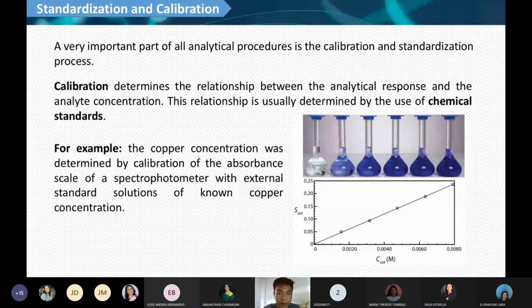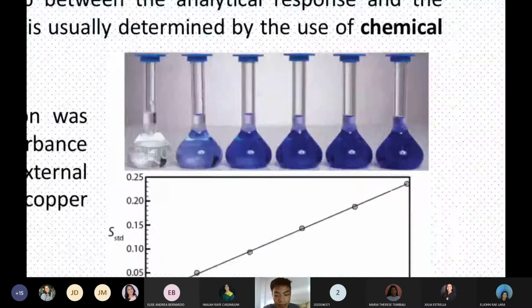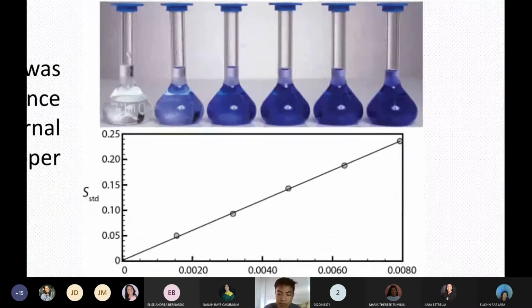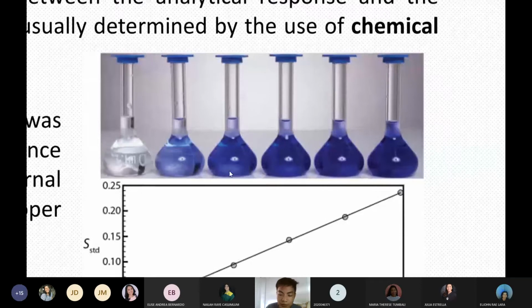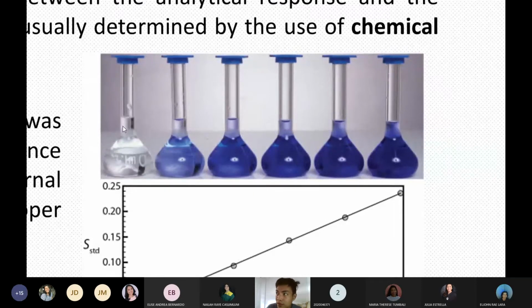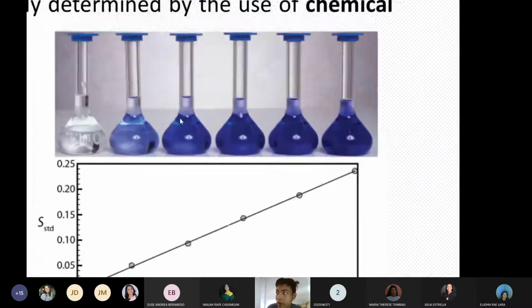Say you are doing copper analysis. So this one is copper analysis. For each volumetric flask, there is a certain concentration of copper here. Here is 0 molar copper, here is 0.5. What is written on the graph?